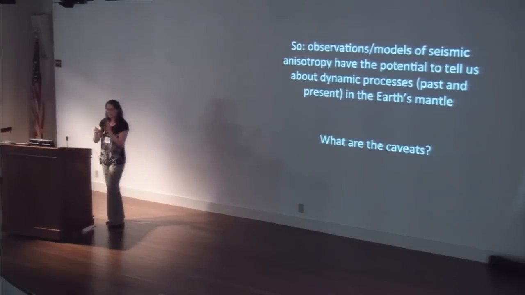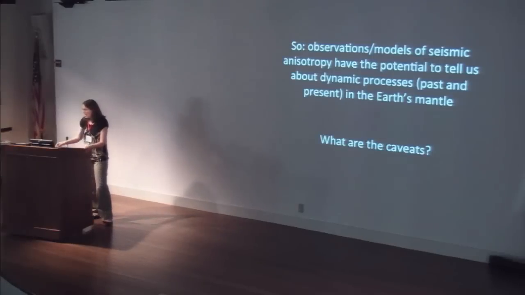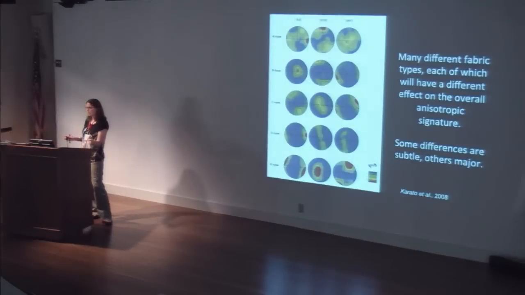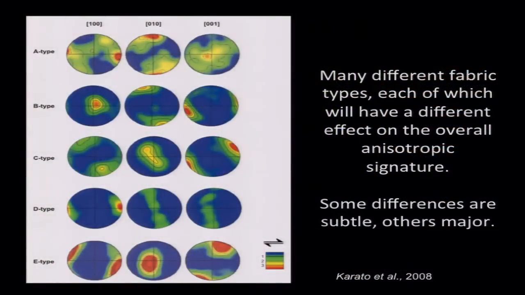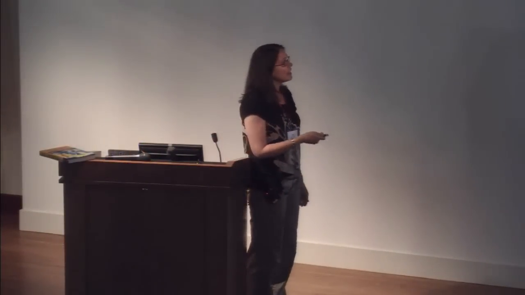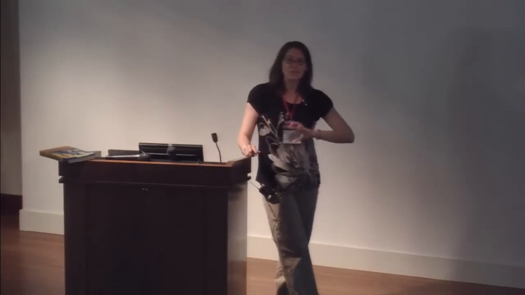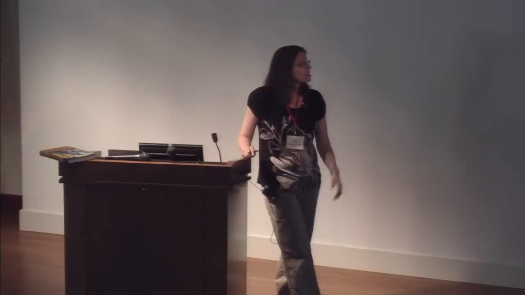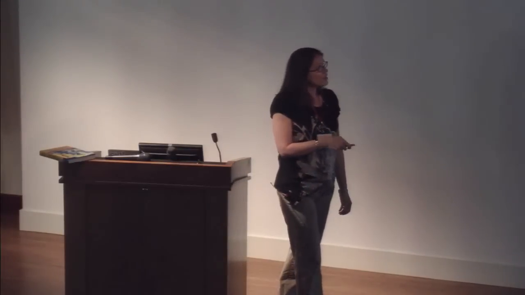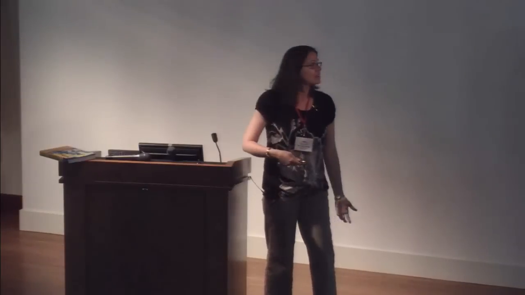So what are the caveats? We've already mentioned a bunch of them. I could talk about this for a long time, but I just want to highlight a couple. We've already seen versions of this several times. There are a bunch of different olivine fabric types, each of which makes different predictions about what that big 21-component elastic tensor is going to look like. There are many different fabric types. Different ones are probably going to prevail in different parts of the Earth's mantle. And all of these are going to have an effect on the overall anisotropic signature.